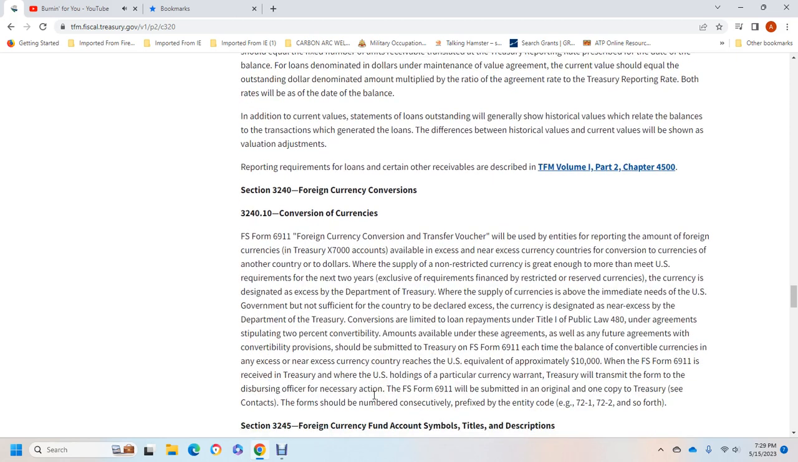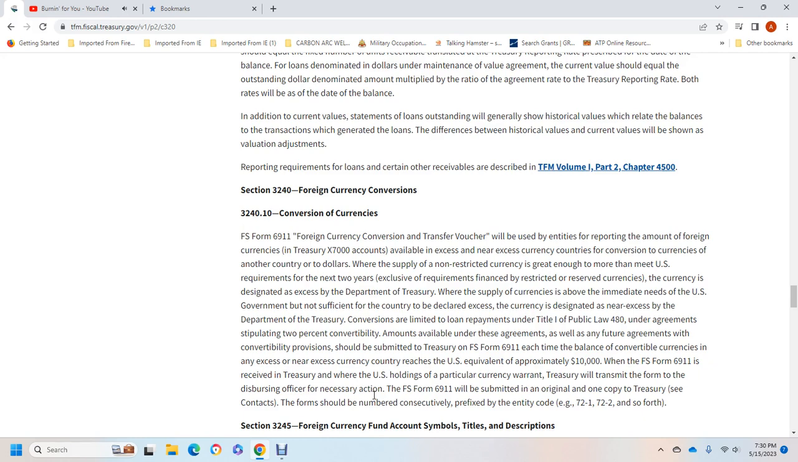324010 Conversion of currency. For the FS Form 6911, foreign currency conversion transfer voucher, report the amount of the foreign currency with the Treasury, X 7000 accounts, available to the currency country for conversion to dollars. The supply of non-restricted currency must be great enough to meet more than the U.S. requirement for the next 2 years.